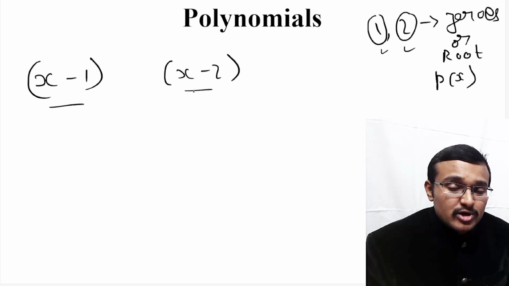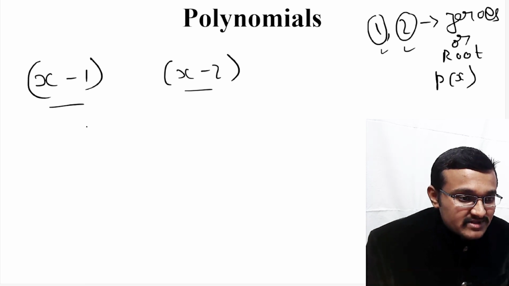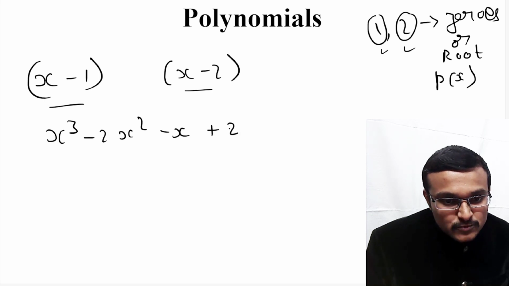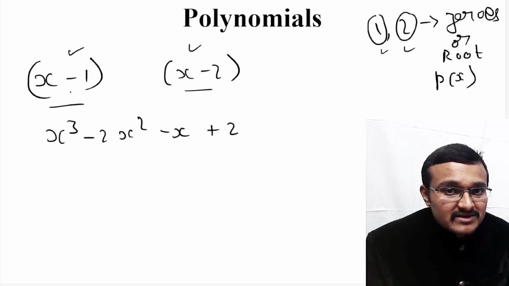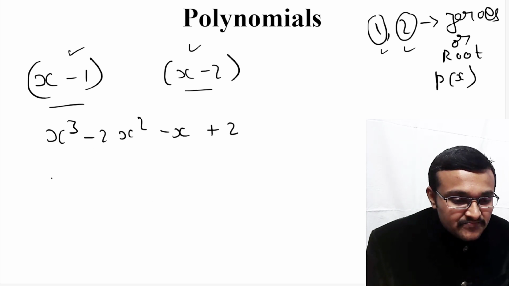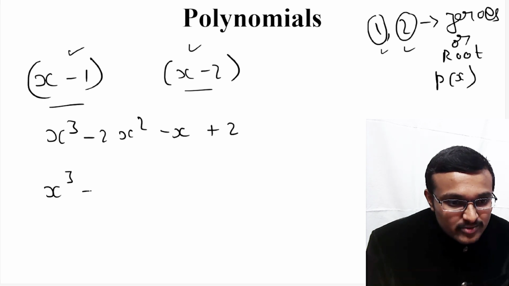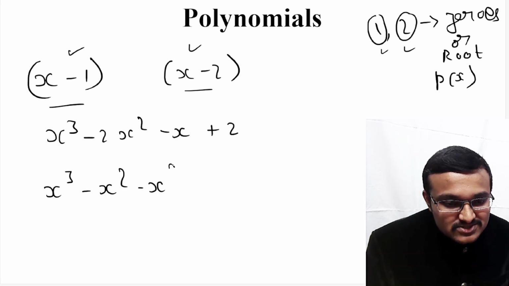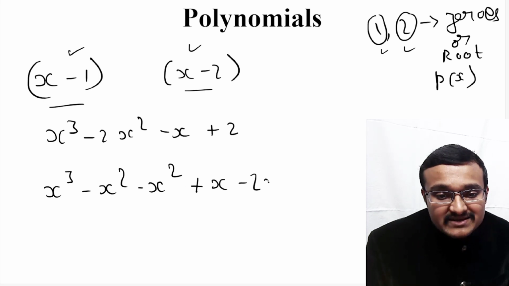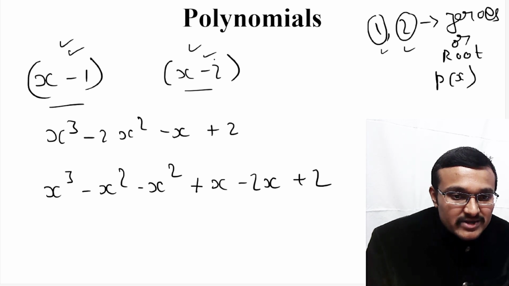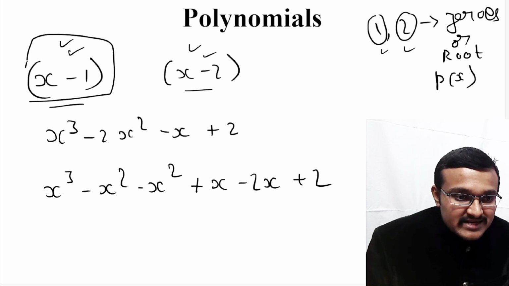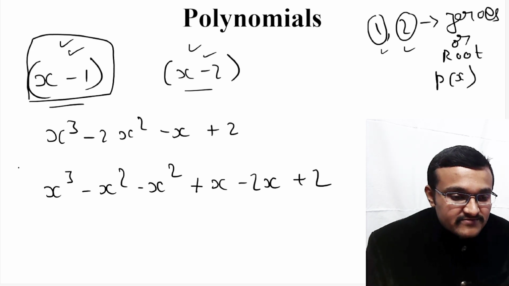Here in the cubic polynomial you have three roots. In order to find that, we will write the polynomial once again, x cube minus 2x square minus x plus 2. You have to split it in such a way that you get x minus 1 and x minus 2 as the common elements. So in order to do that, you can split this as x cube minus x square minus x square, and this minus x you can split as minus 2x plus 2. If you split in this way, you will get x minus 1 and x minus 2 as the factors. At least you will get x minus 1 as the factor of this particular polynomial.